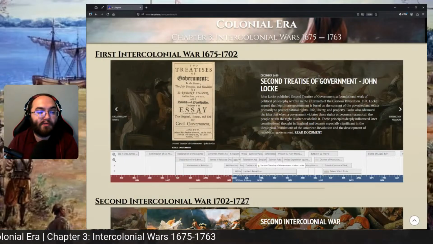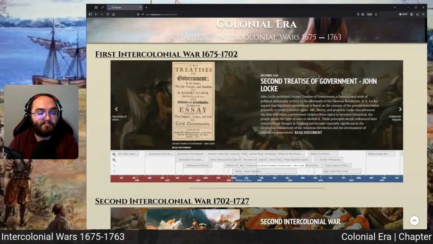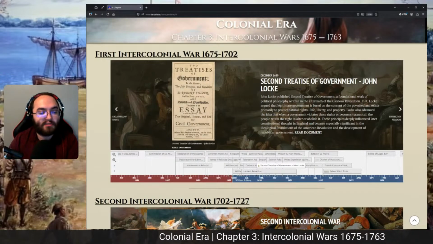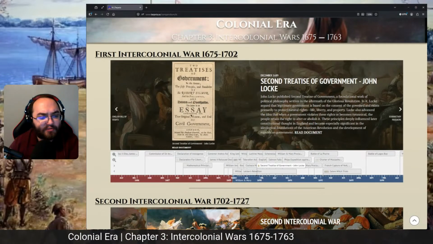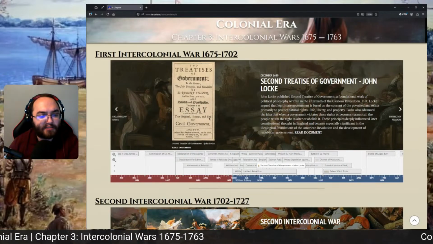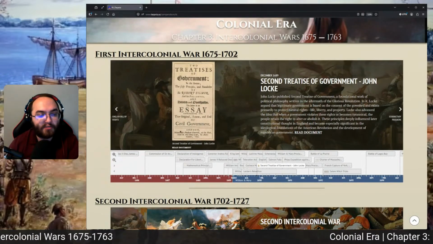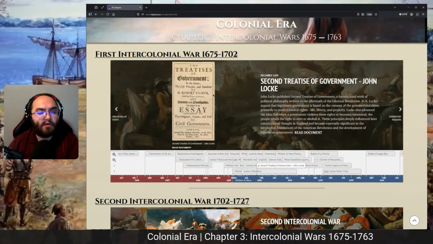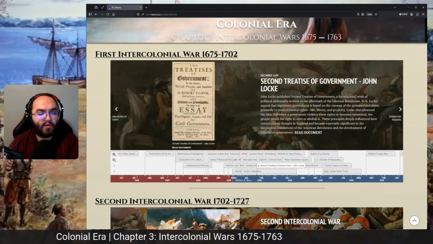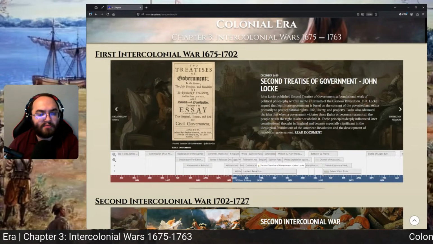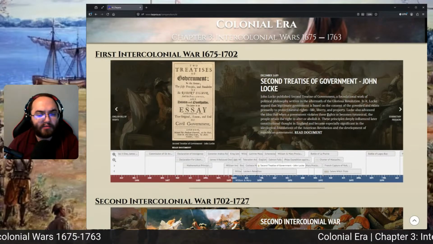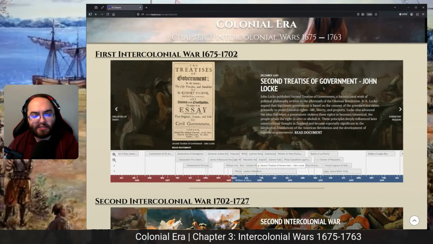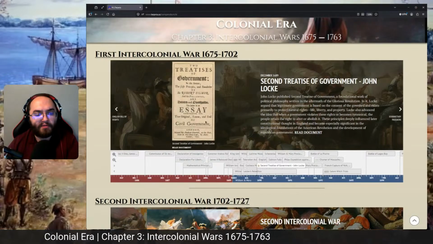We only have the second one, which talks about this one right here, the latter, is an essay concerning the true original extent and end of civil government. So there's two essays. We only have the second one, because the second one is really the only one that deals with governance, at least in civic statecraft and civic theory. And so that's what we're interested in teaching. And so we have this one right here.